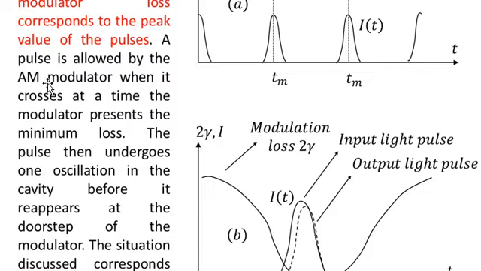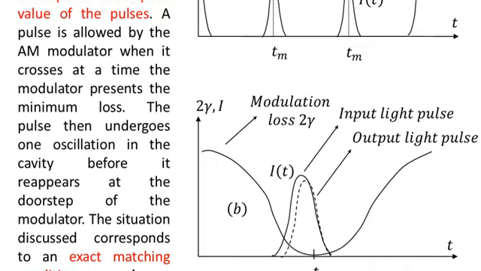A pulse is allowed by the amplitude modulator when it crosses at a time the modulator presents the minimum loss. So the laser pulses will pass through the modulator at the time Tm. And Tm is the time when the modulator has minimum losses. At this time, the pulses can pass through the modulator because the modulator presents minimum loss at Tm times. The pulse can undergo one oscillation in the cavity before it reappears at the doorstep of the modulator.